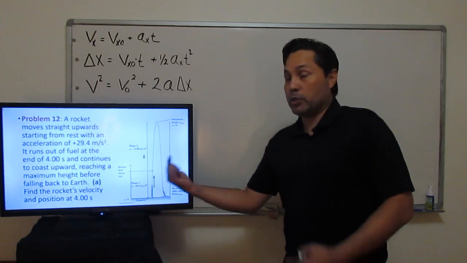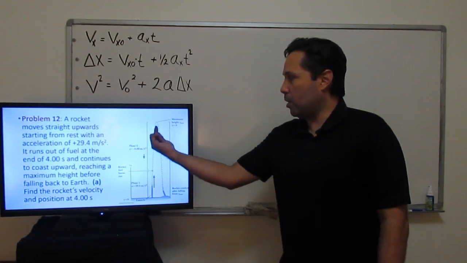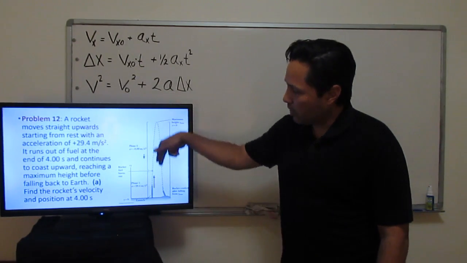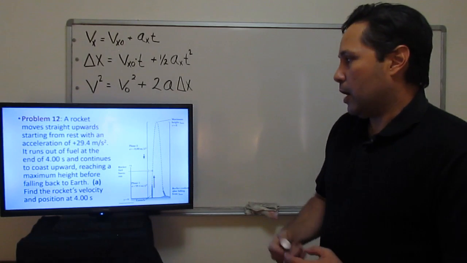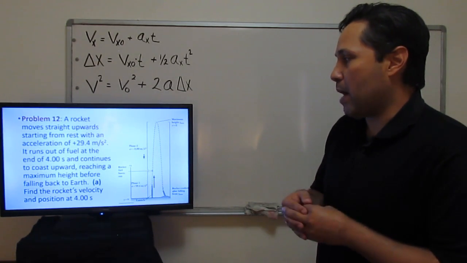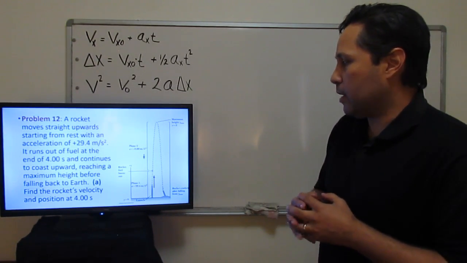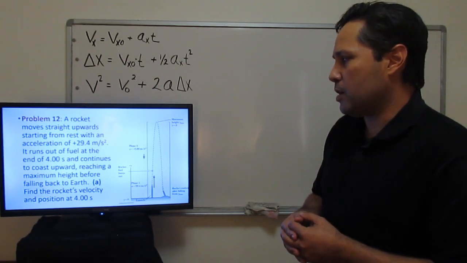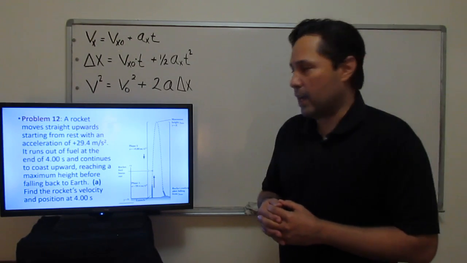Once it runs out of fuel, it still has momentum, so it's going to carry it up, up, up until it reaches an apex, and then it's going to come back down, reaching the maximum height before falling back to Earth. In part A, they ask you, find the rocket's velocity after 4 seconds.